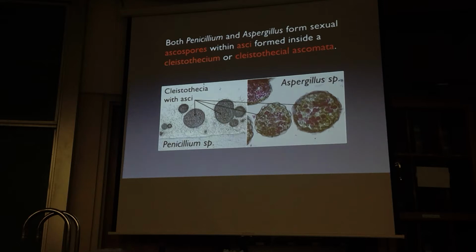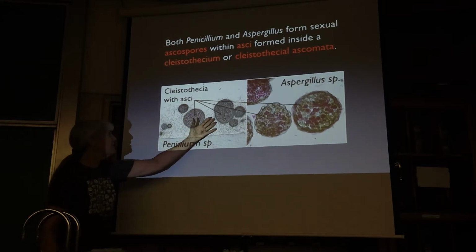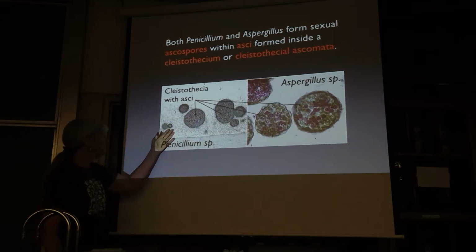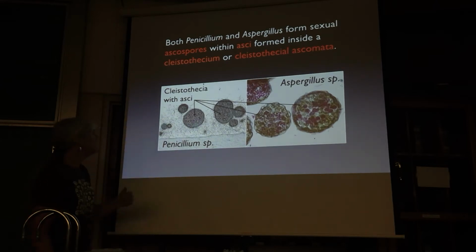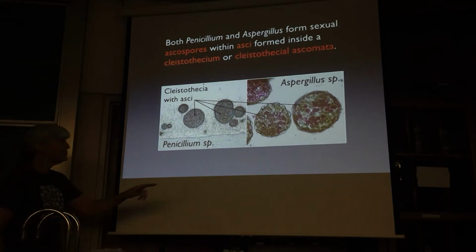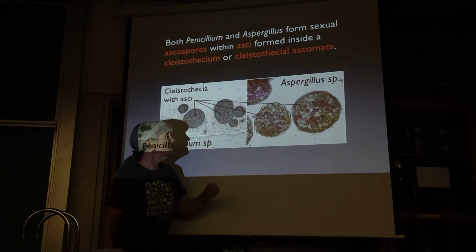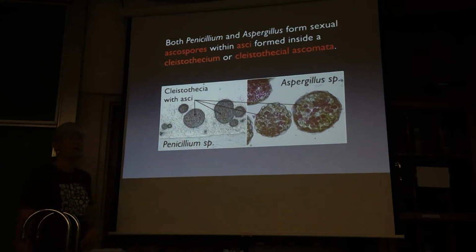This is what Penicillium and Aspergillus look like when you're looking at the sexual ascospores. Penicillium, so these balls, these things are called Cleistothecium. This is a Cleistothecium of Penicillium, and around the outside you see what appears to be just kind of granular looking material. Those are actually hyphae, but they're very, very fine. They're difficult to see. This is Aspergillus. The Cleistothecium is significantly bigger. The spores inside are bigger, and you don't see any hyphae around the outside.